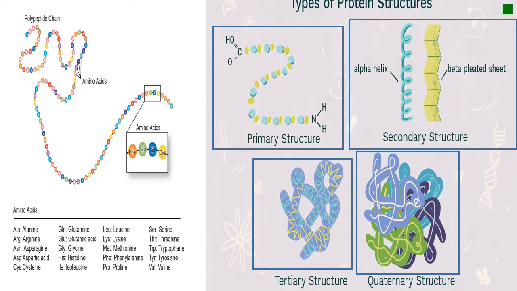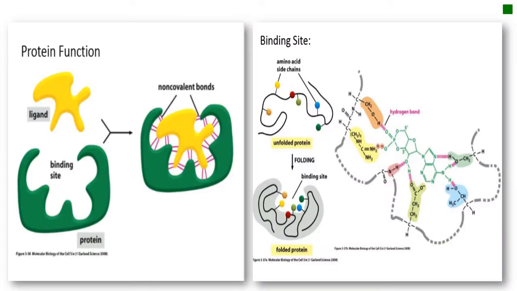The shape of the protein will dictate the specific function of that protein. For example, here we have the ligand and the binding site of the protein. The folded protein has a very specific and unique binding site. Therefore, it can only recognize a ligand which is very specific and fits that kind of binding site of the folded protein.